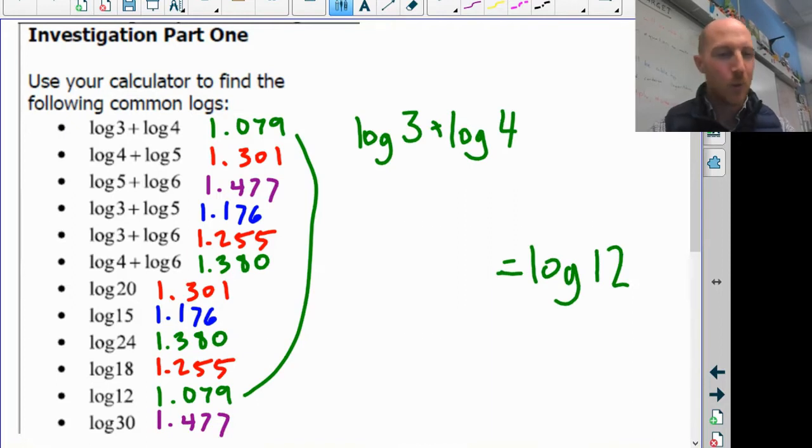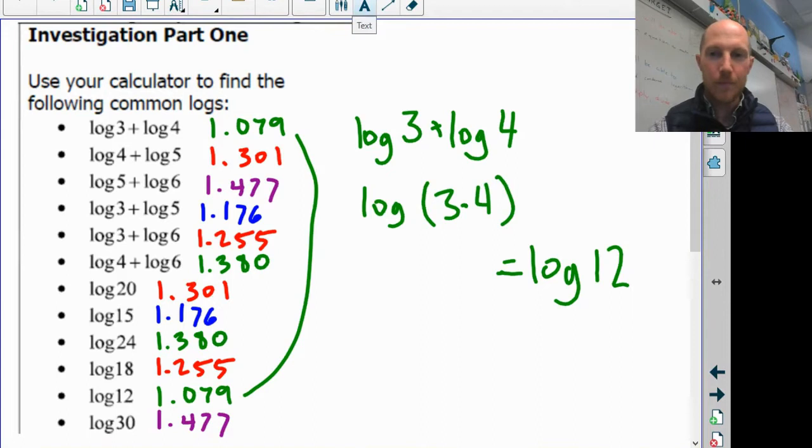So how does a 3 and a 4 turn into a 12? Obviously, if you add them, you don't get 12. But if we take the 3 and we multiply it by the 4, that would give us 12. And there are several more examples of the same thing. Log 4 plus log 5, same answer as log of 20. If we take the 4 and the 5 and multiply them together, it gives us 20, right?